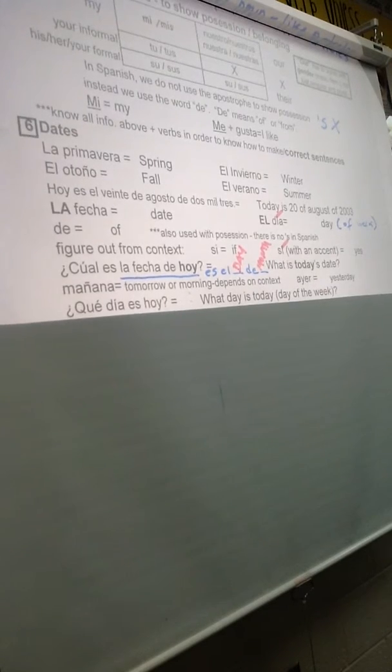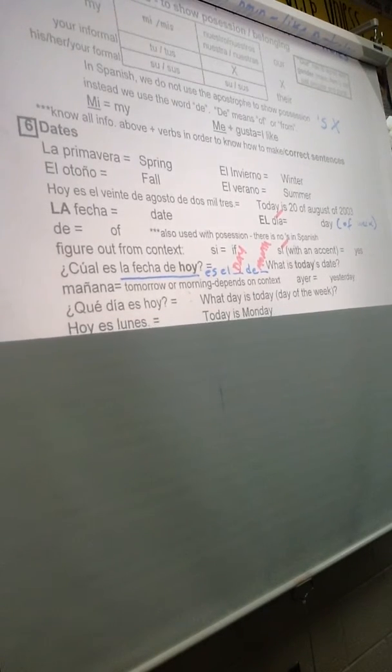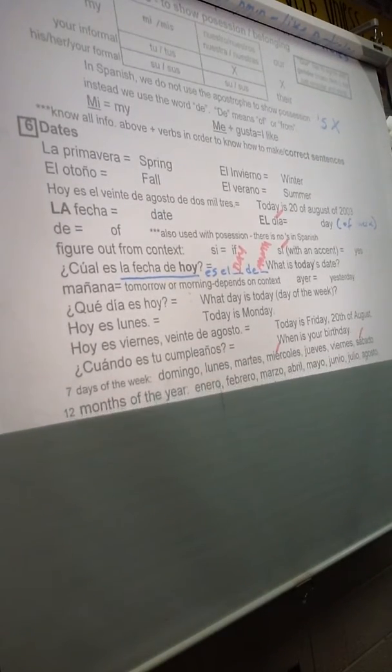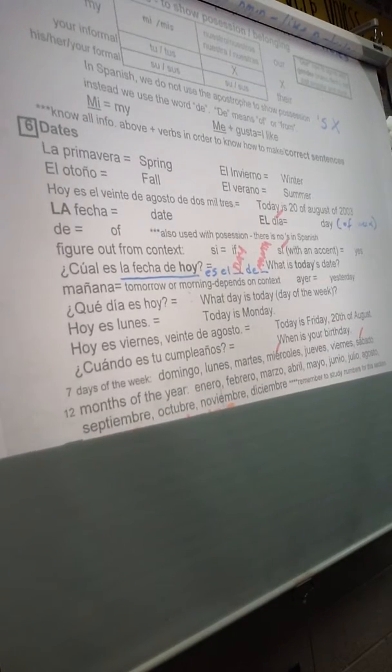So if you ask about day of the week, then you've got lunes, martes, miércoles, jueves, viernes, sábado. And then if you're asking about date, then your day always comes first, which would be spelled out number in Spanish. And then de, then the month, and de, and then year.